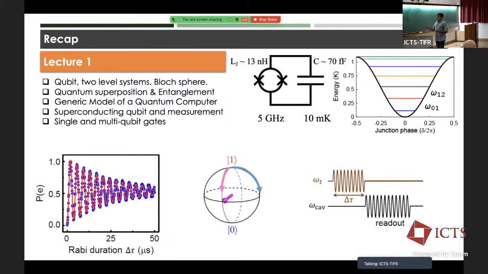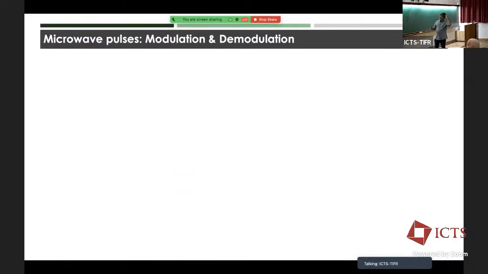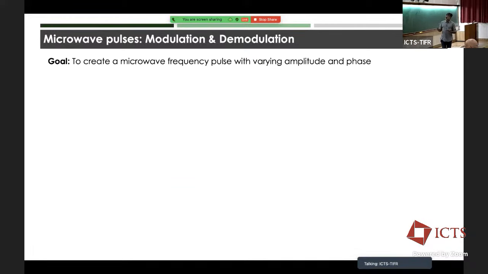So all of this, as you see, requires you to create microwave pulses of specific characteristics. So how does one actually do that in principle? And that's where we will start today. Okay. So the general problem you're trying to solve here is to create a microwave frequency pulse with varying amplitude and phase. There is nothing quantum mechanical about it. It's purely a classical engineering problem.